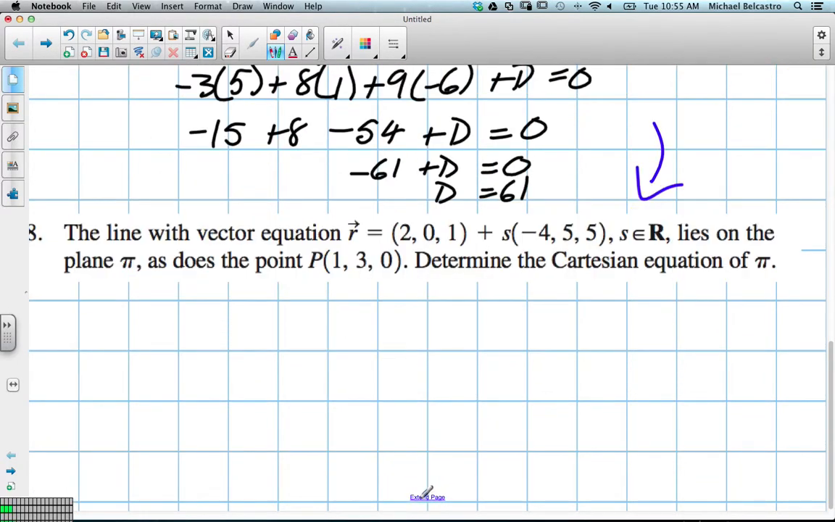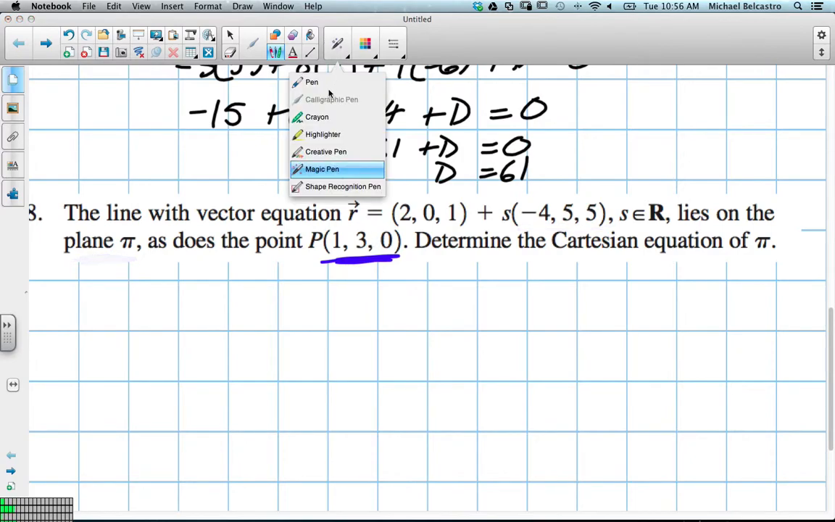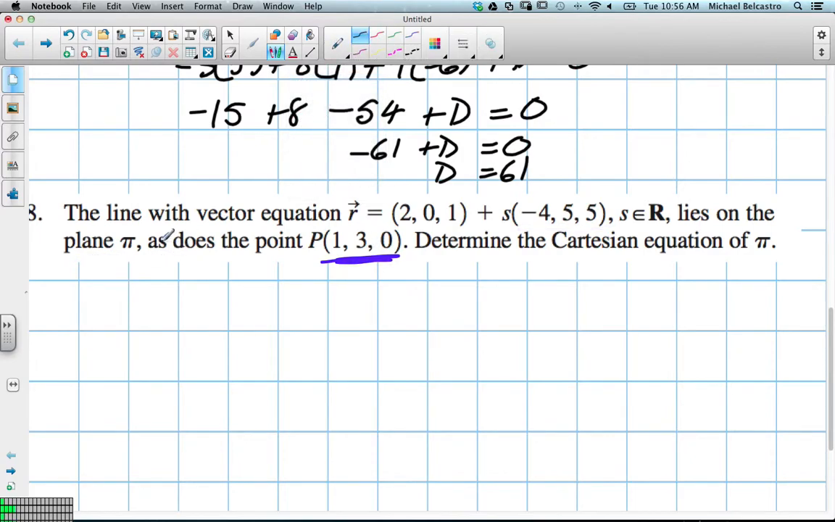In our second example, they've given us a vector equation of a line that lies on this plane, and they've asked us if this point goes through. Well, I was hoping this point would be on it. I wrote the wrong question down. Changing the question a little. We're going to say that this plane contains this point.